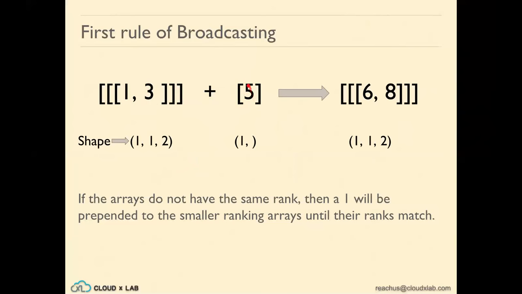Here this is a one-dimensional array, and this one is three-dimensional. It will convert the one-dimensional into three-dimensional by putting more brackets around it, or you can say it will convert this into 1 by 1 by 1. All right, so that's the first one. Clear to everyone? If it becomes 1 by 1 by 1, then it'll be easier.